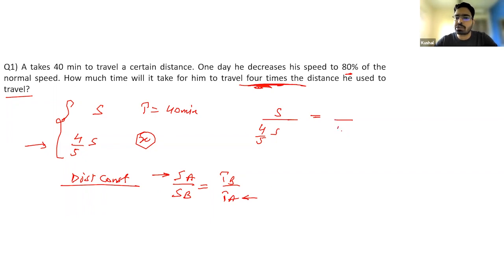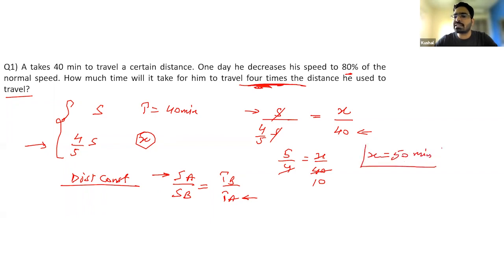So you will put 40 over here because that was in the numerator. So the corresponding time should be in the denominator. For 4 by 5S, I don't know how much the time period is, so I'm taking that value as X. S will get cancelled out. So what are we left with? We are left with 5 by 4 is equal to X by 40. So you will realize that the value of X will be what? 50 minutes.